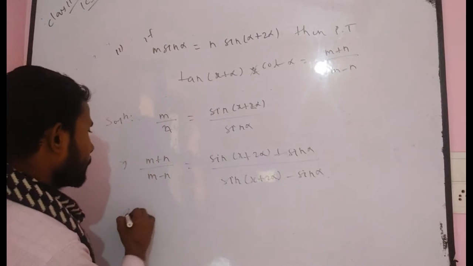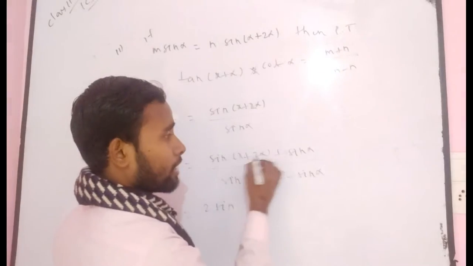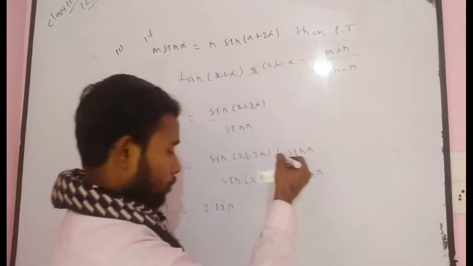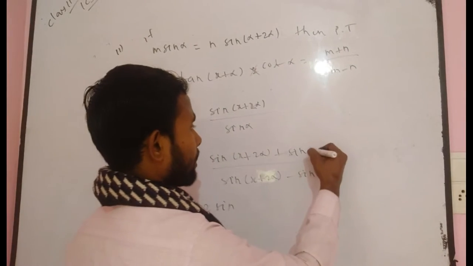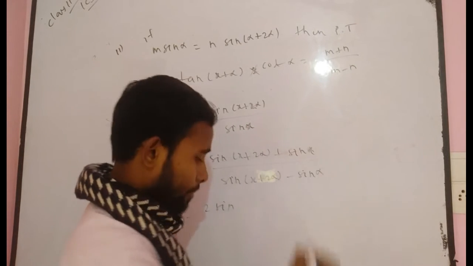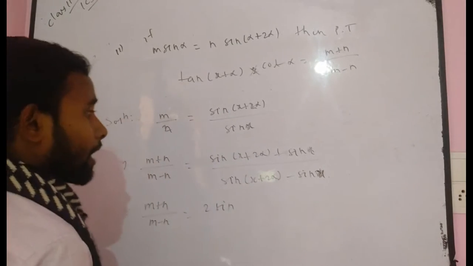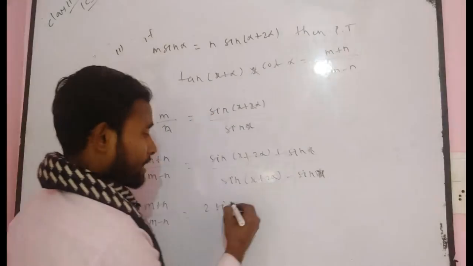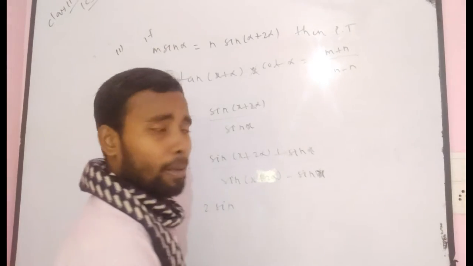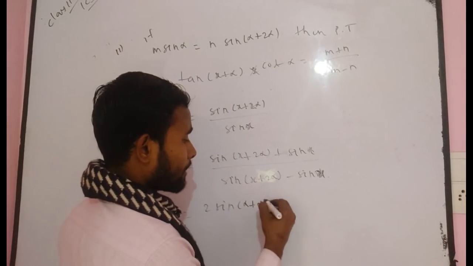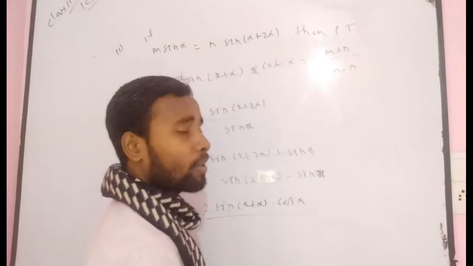And you know that m plus n by m minus n is equal to sin c plus sin d, which is equal to what? 2 sin (c plus d) by 2, that means (x plus 2 alpha plus x) by 2, that means (2x plus 2 alpha) by 2, that means x plus alpha. Sorry, here it is x, by mistake I have written alpha. So you can write 2 sin(x plus alpha) into cos (c minus d) by 2, that means simply alpha, because if you subtract x from x plus 2 alpha, you get 2 alpha by 2, that means simply alpha.